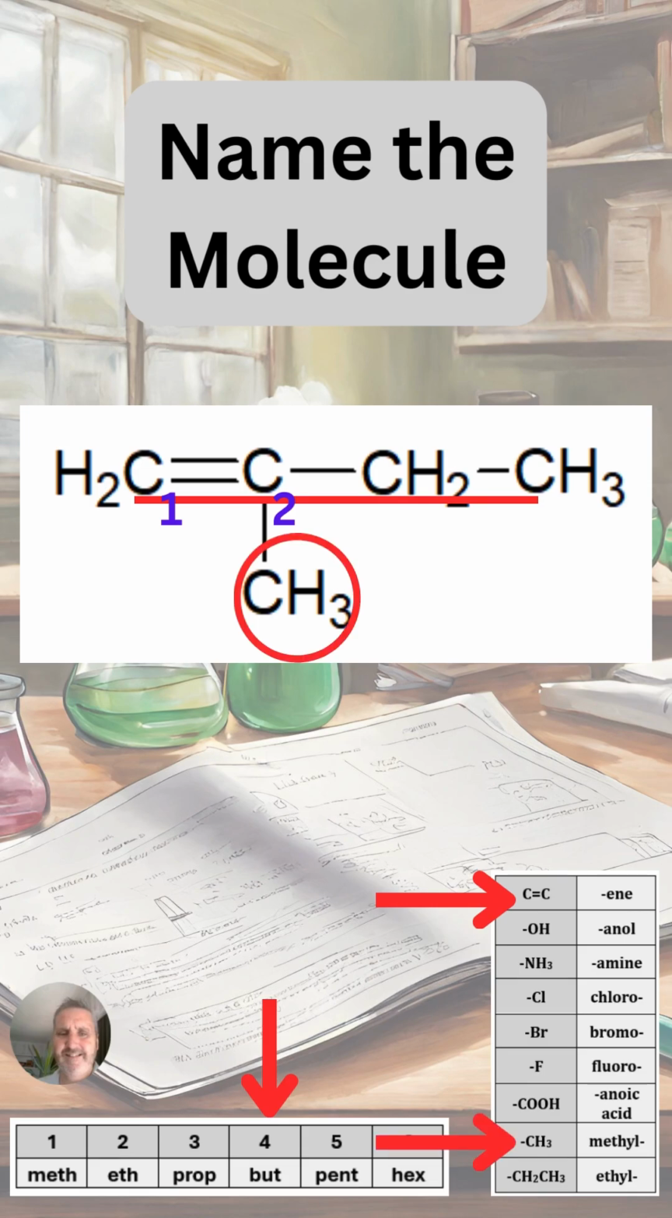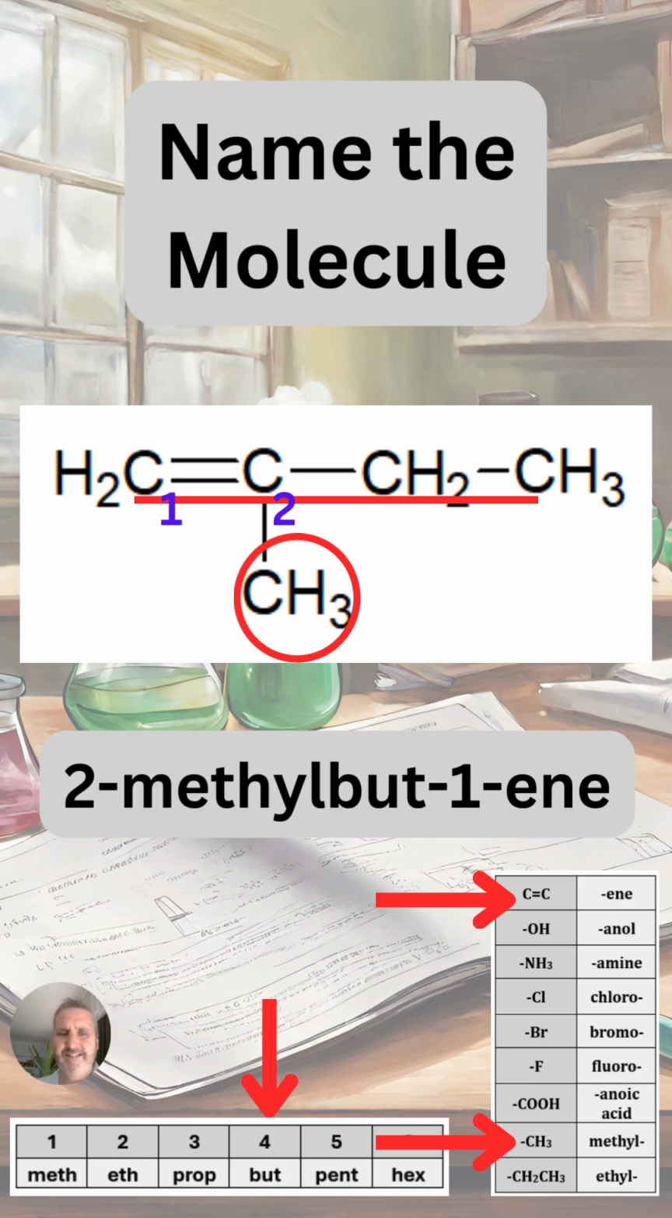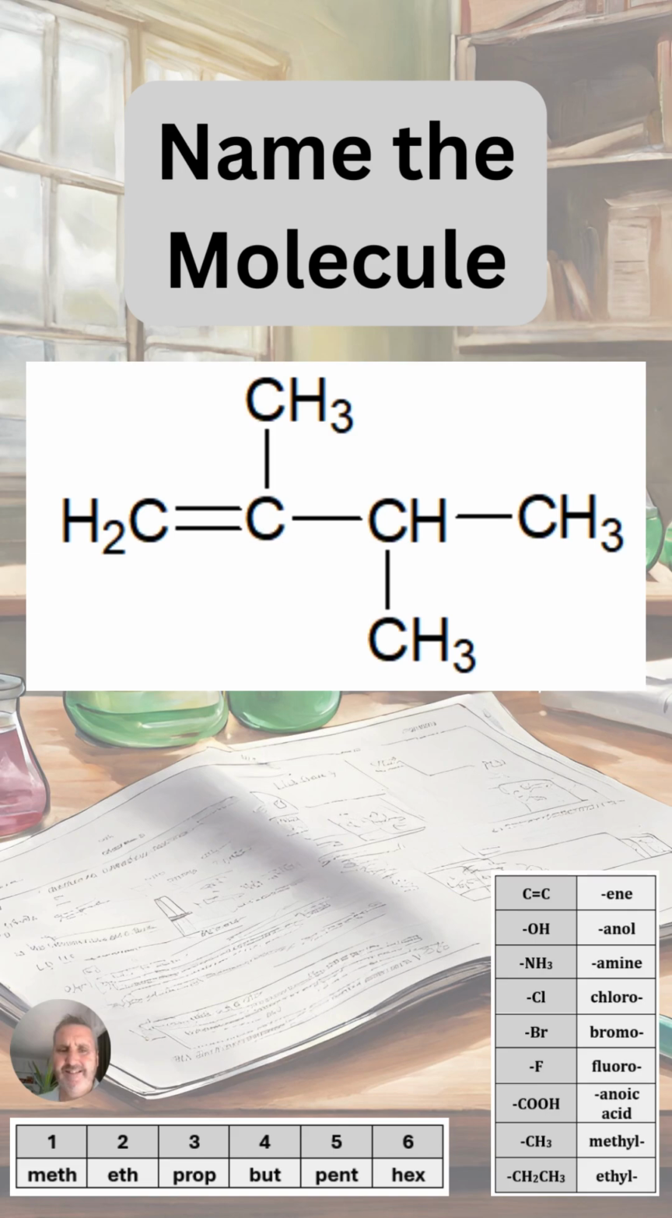So let's put that all together. There is a methyl off the second carbon, on but-1-ene, so the name for this molecule is 2-methyl-but-1-ene.